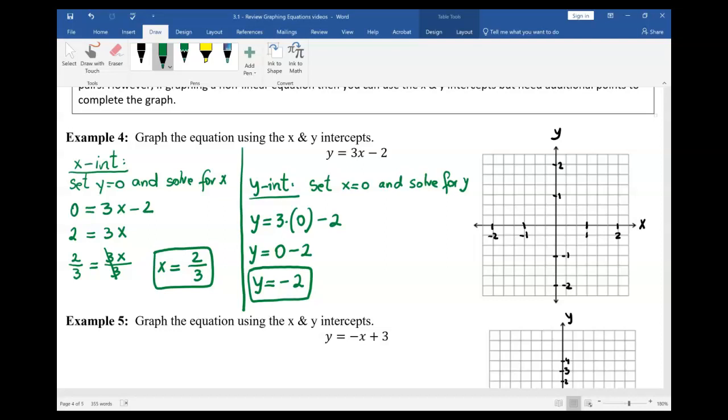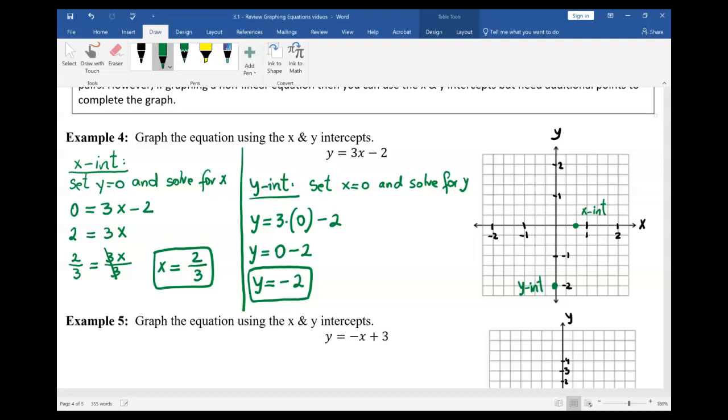When we graph, I'm going to choose as my unit 3 little squares. So 1 unit is 3 little squares. We have to plot the x-intercept on the x-axis, 2/3. So if 1 is 3 little squares, 2/3 is going to be somewhere here. That's my x-intercept. And the y-intercept on the y-axis, negative 2, so down here. So I'm going to label them. This is my y-intercept. And this is my x-intercept.